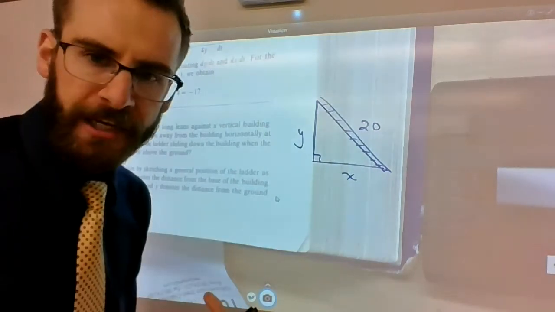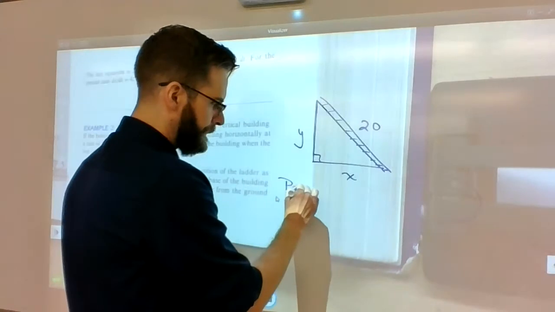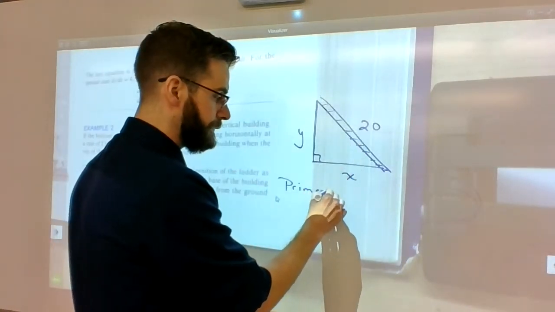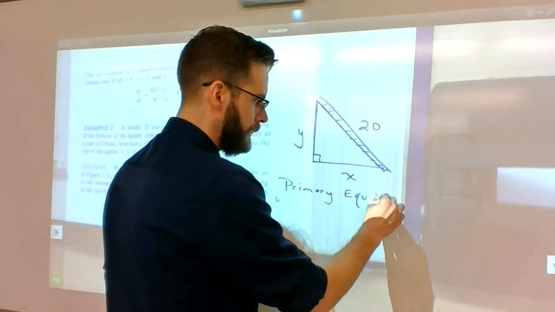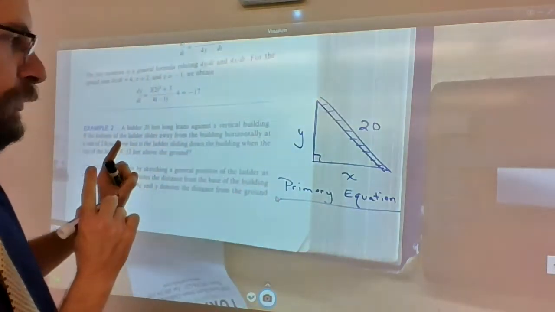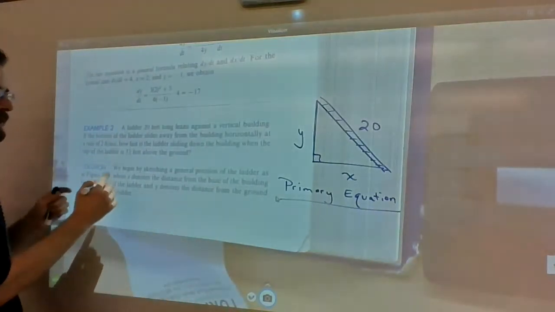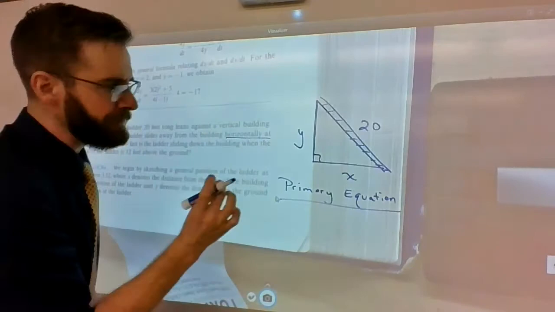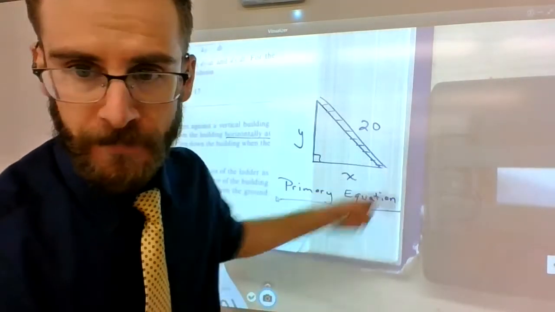So what you're doing with related rates is you're saying, I want to create a primary equation that relates all the variables that are necessary, so that when we take the derivative, we can potentially deal with the rates of change that the problem is asking for. So we know that the horizontal sliding is going to be 2 feet per second that way, okay?